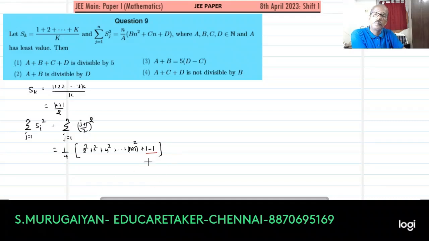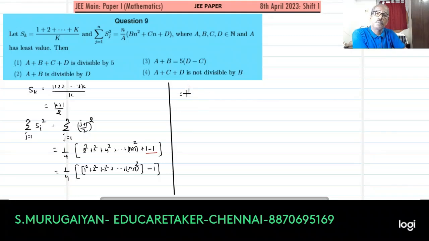Then 1 by 4, including 1 square plus 2 square plus 3 square up to n plus 1 whole square, one group, minus 1. From the fundamental formula, it is 1 by 4, 1 square plus 2 square plus 3 square up to n plus 1 square.